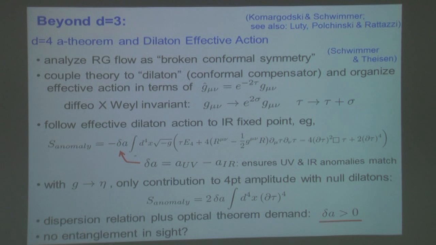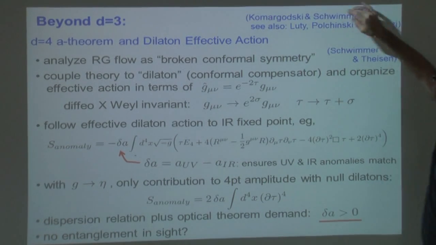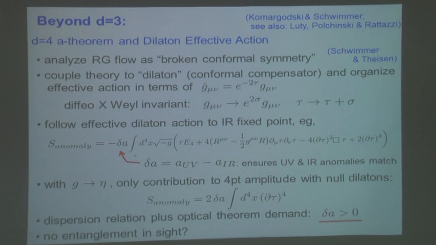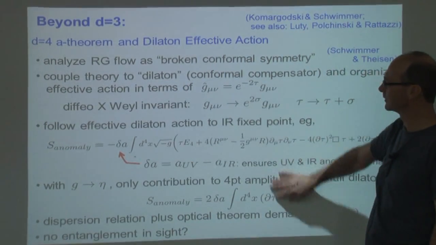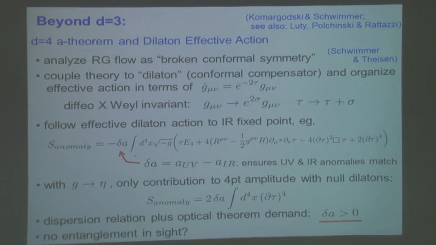What else do we have to say? Oh, that's okay. This is beyond d equals 3, so I should mention that for d equals 4, the A theorem was actually proved by Komargodski and Adam Schwimmer, but they used a completely different technology, something I might call more standard tools from particle physics or from quantum field theory. Again, I'm not going to go into any detail about this, but we can talk about it later. Certainly nowhere on this transparency is there any entanglement in sight.